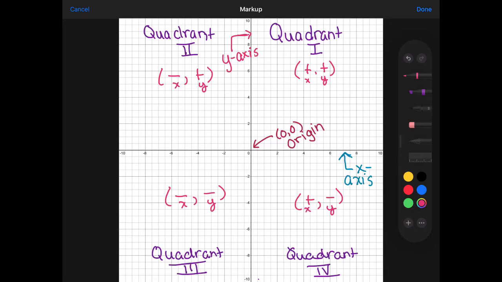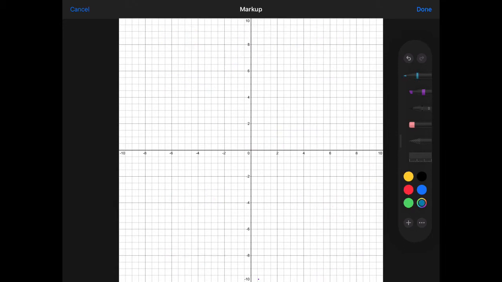If you have any questions, feel free to send me a message. This is the time you would want to pause this and send me questions about what the coordinate plane looks like, because from here we're going to go on to how to graph. Okay guys, let's look at how we should graph.